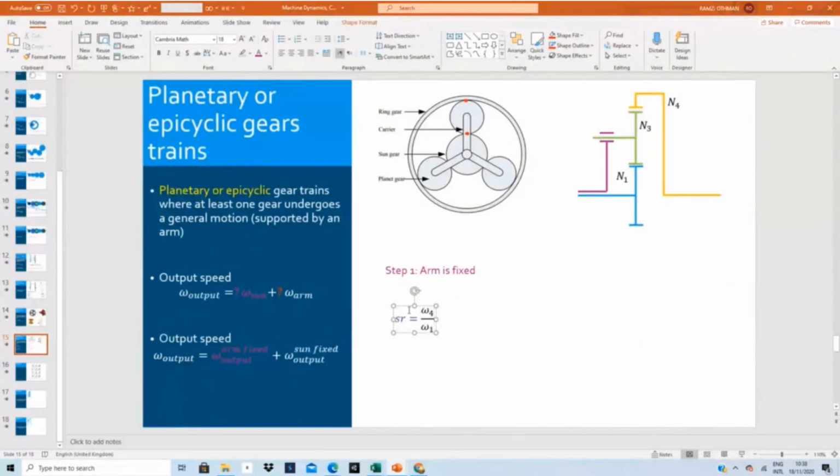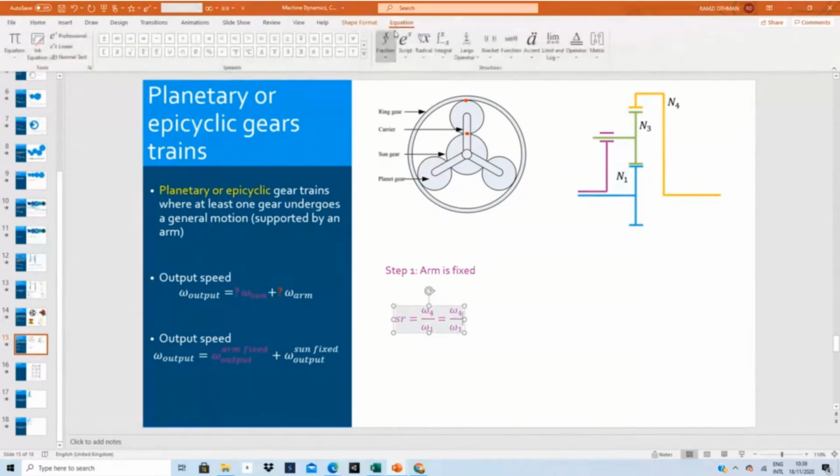The speed ratio, I will use all this color. It will be here omega 4 of the ring divided by omega 1 of the sun. So I can use exactly the same. So here the fraction here, and I need three of them. So I would like to calculate omega 4 divided by omega 1.